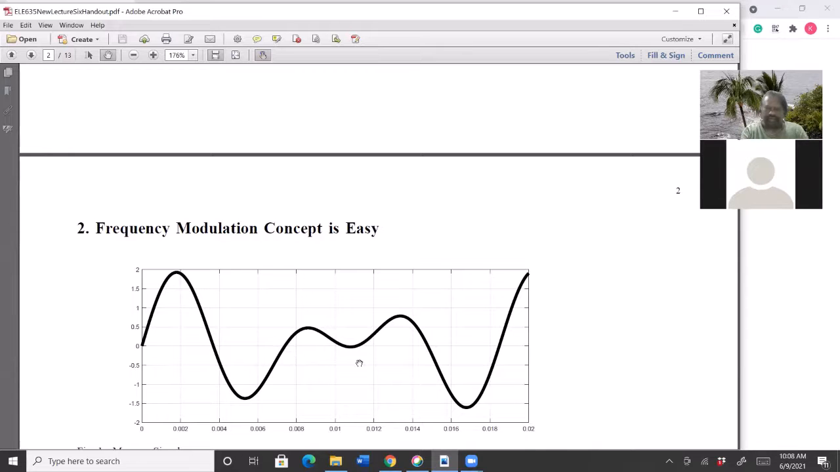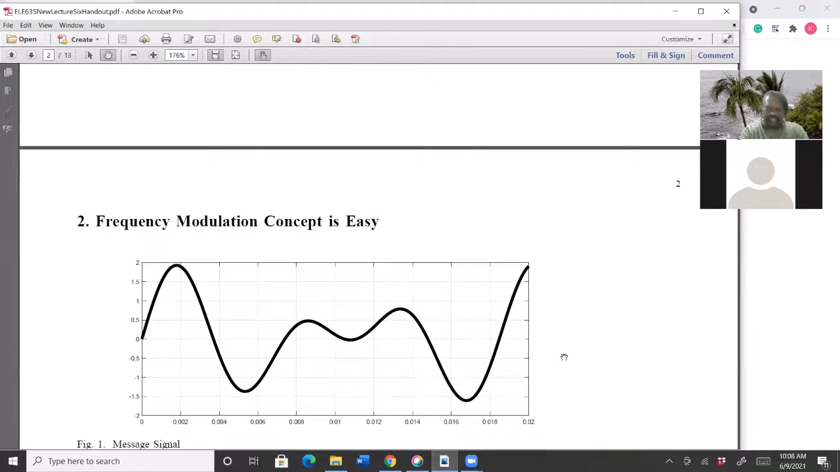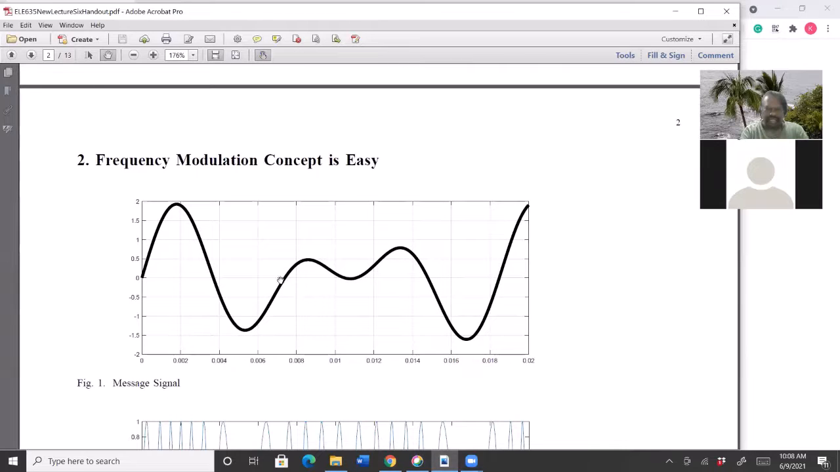For example, the signal I have shown here is the message signal. If you look at this, at the beginning and around this point, the instantaneous value of the message signal is zero. So at this point and this point, we will have the center frequency.